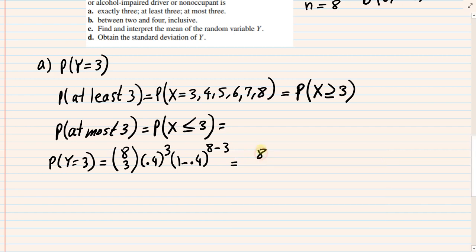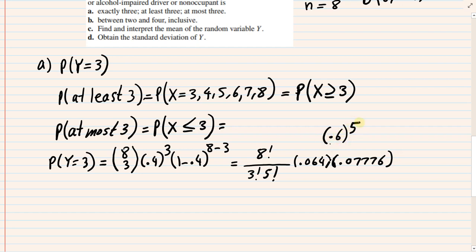Now 8 choose 3, that's 8 factorial over 3 factorial, 5 factorial. 0.4 cubed turns out to be 0.064. And 1 minus 0.4 is 0.6. 0.6 to the 5th power, that's 8 minus 3, which is 5. So that number is going to be 0.07776. Again, that is 0.6 to the 5th power. Okay, that's what this number turned out to be.